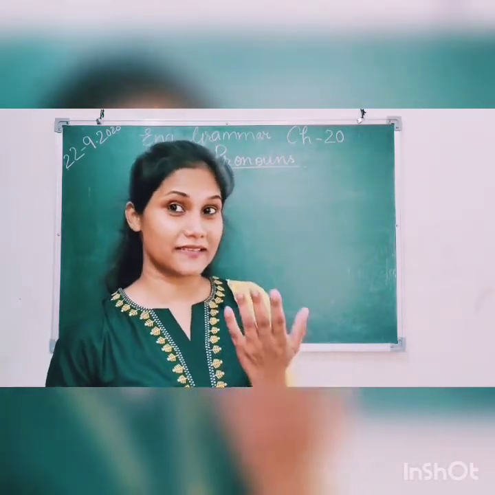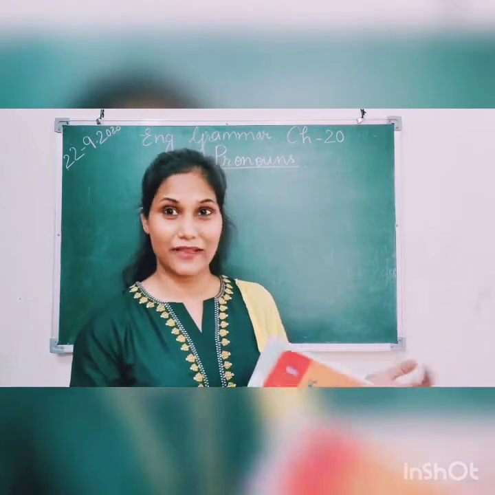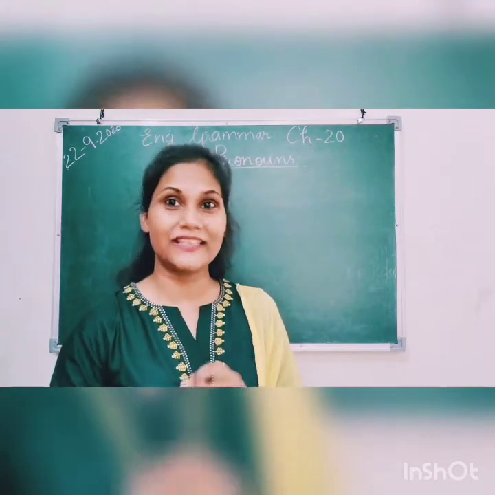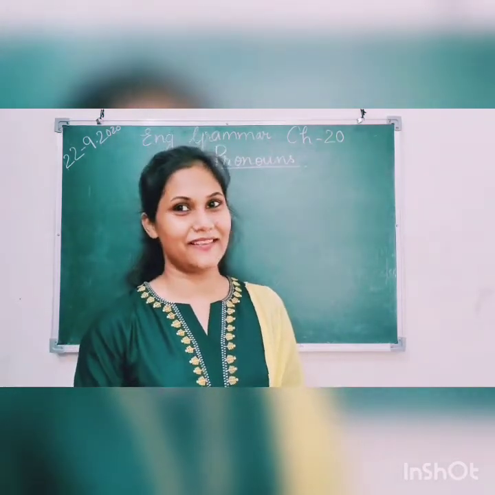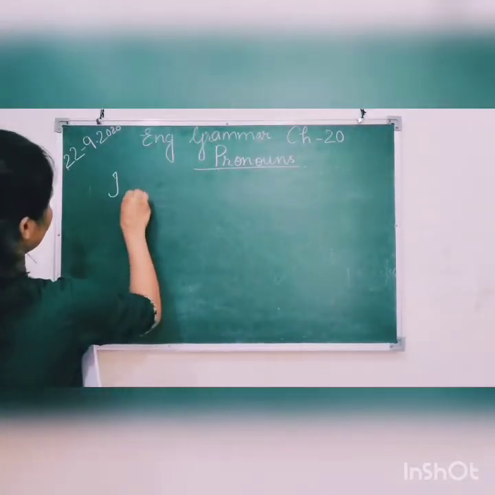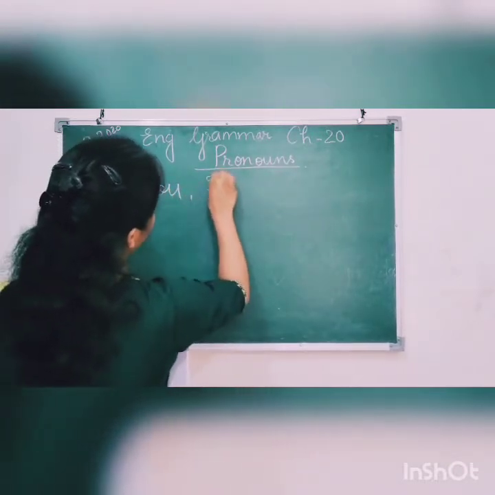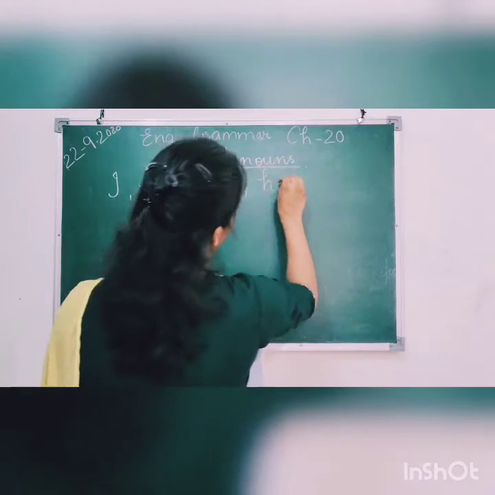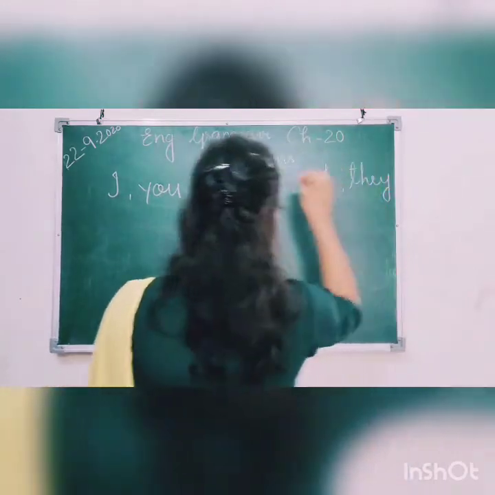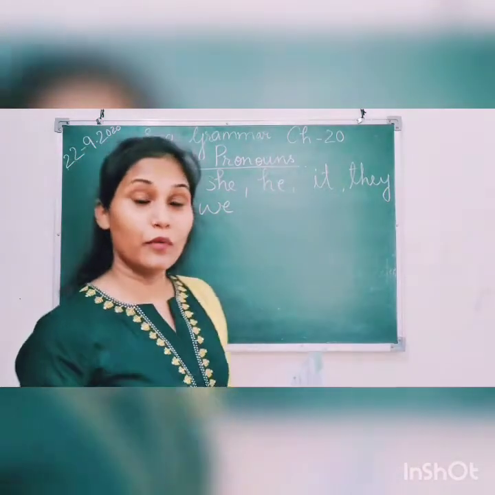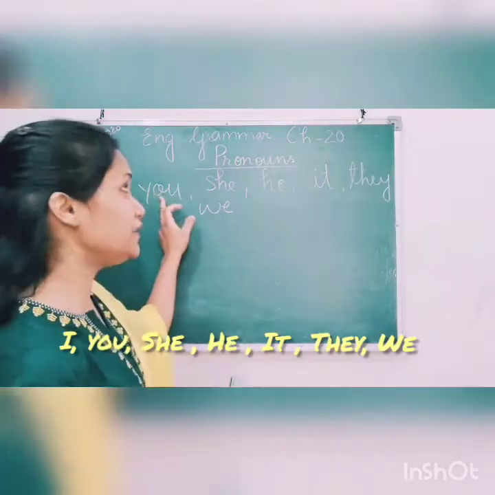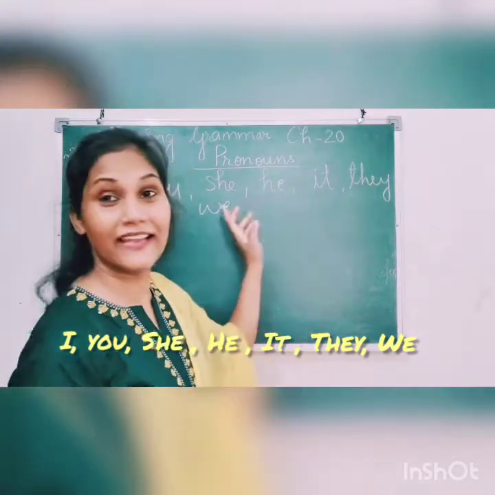Girls use she for girls, like she is my friend. We love to eat together. We are very good friends. So the word we is a pronoun. So there are so many words like I, you, she, he, it, they, and we. Many more are there and they are pronouns. I, you, she, he, it, they and we.